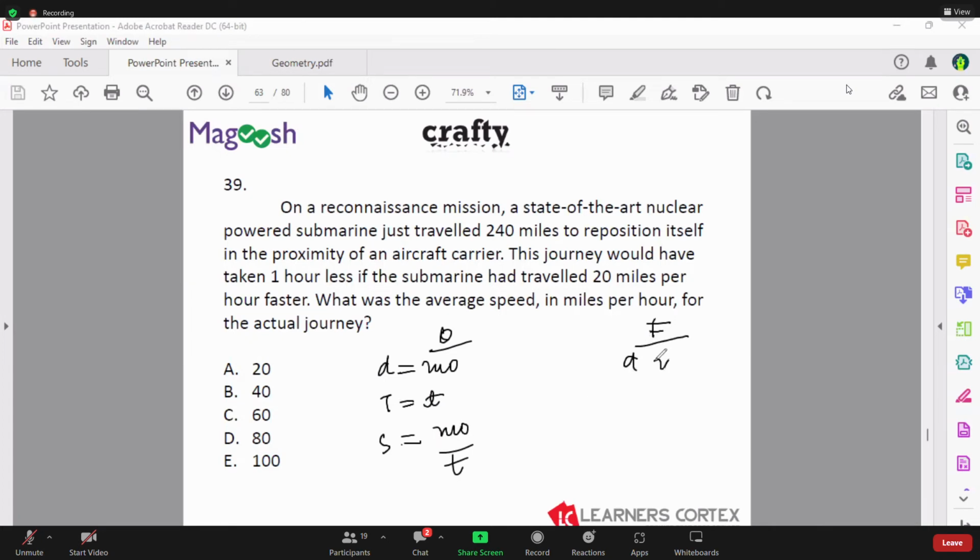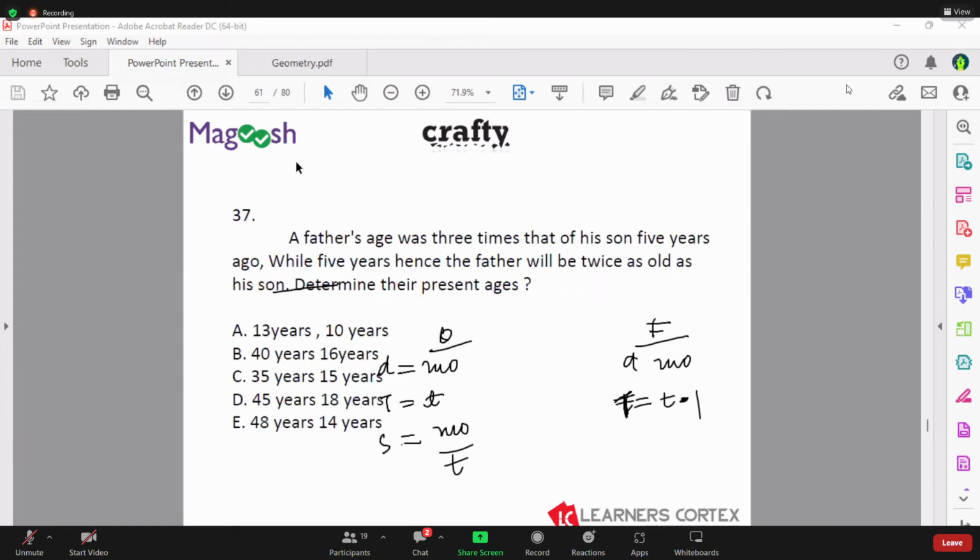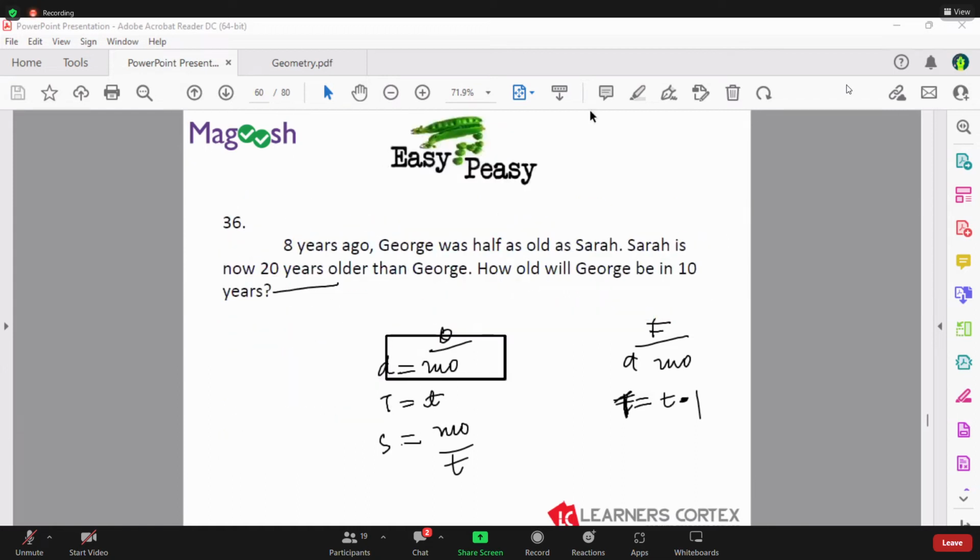And here for distance, this, t equals to t plus 1. It would be 1 hour less, t minus 1. Okay, sir, I understood my mistake. Sir, could you please repeat the answer of 36? Only the answer. 36 is 38 years. Okay, sir.